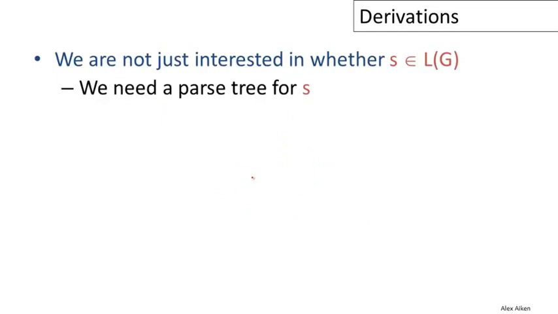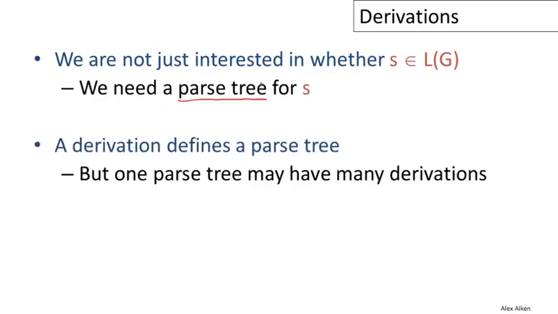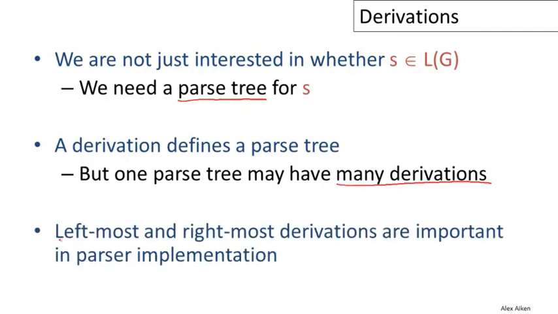So to summarize, we're not just interested in whether a string is in the language of a particular context-free grammar. We need to have a parse tree for that string. And a derivation defines a parse tree. But it turns out that one parse tree in general has many derivations. And in particular, we're interested in the leftmost and rightmost derivations. These are the two kinds of derivations that are important in parser implementations.